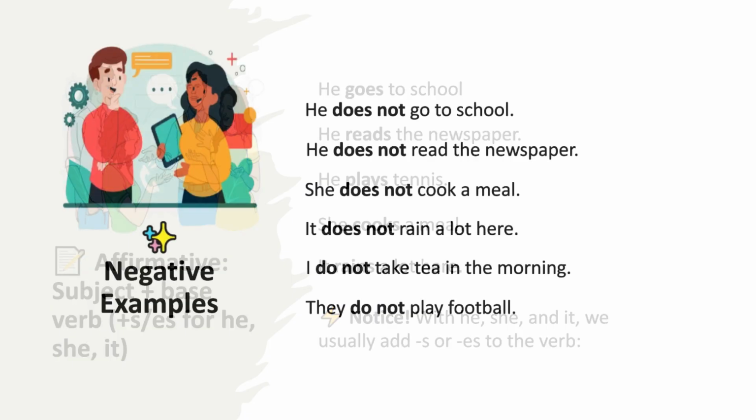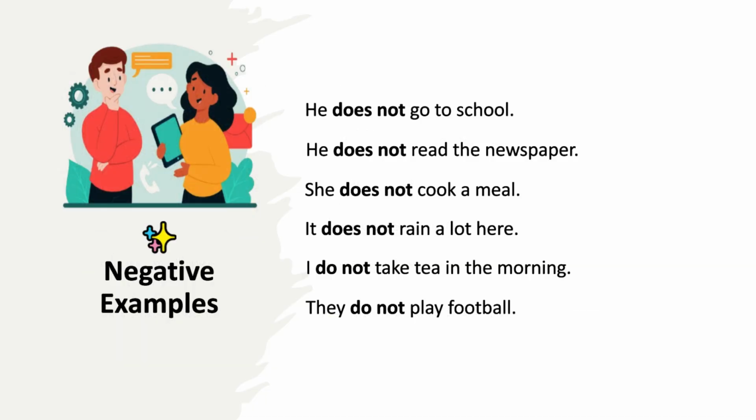Now let's see some negative examples. He does not go to school. He does not read the newspaper. She does not cook a meal. It does not rain a lot here. I don't take tea in the morning. They do not play football.